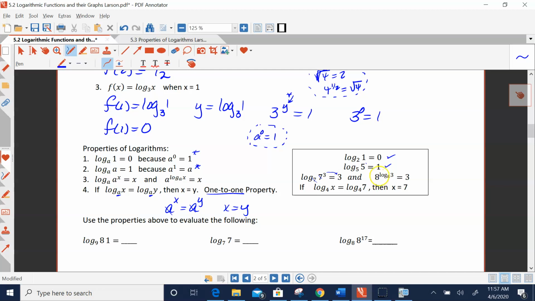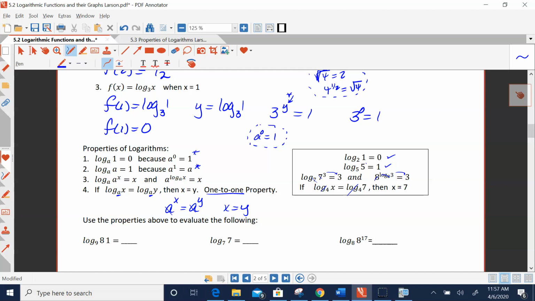Or if I had 8 raised to the log base 8 of the number 3. The base is 8, the base is 8, they cancel each other out and we're just left with 3. And then finally, to illustrate the one-to-one property, if I had log base 4 of x equal to log base 4 of 7, the one-to-one property says kind of wipe those out and you just have to work with x equals 7.